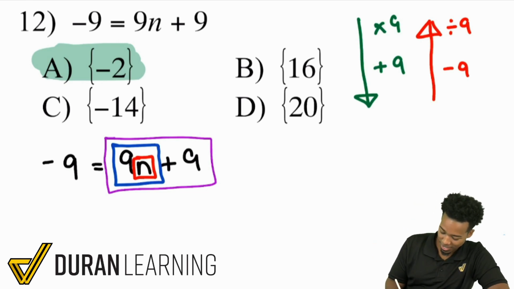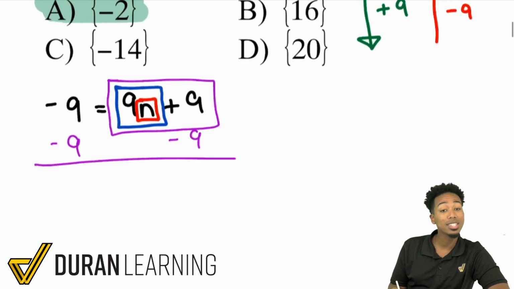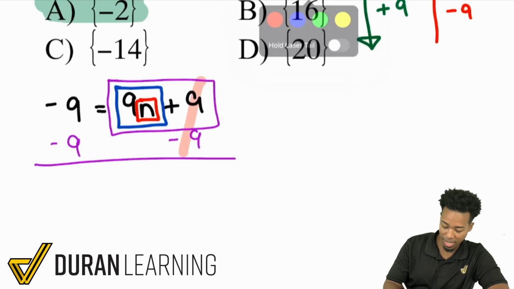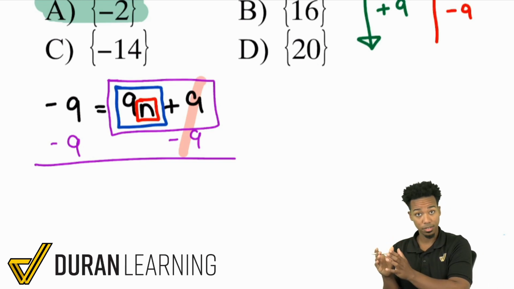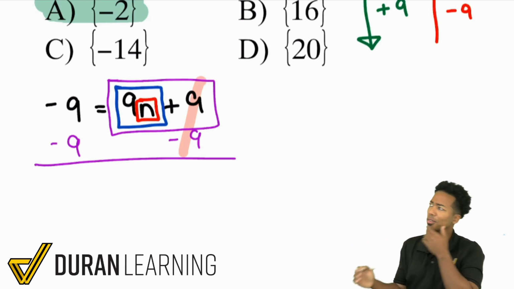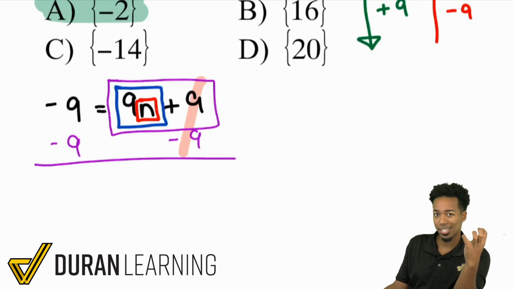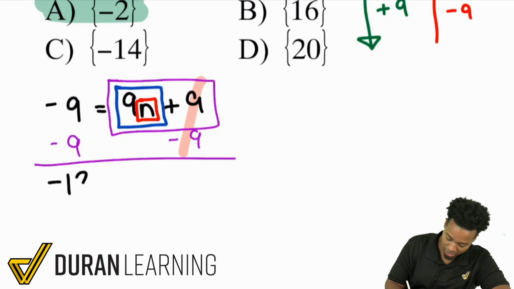So here, the first step I'm going to take is I'm going to go ahead and subtract 9 on both sides. So once I do that, that's going to cancel out here on the right side. And here we have -9 minus 9. So you're already negative, and then you're going more negative. If you're already negative going more negative, that's the same thing as adding those numbers. 9 plus 9 is 18, and keeping it negative. So we have ourselves -18 equals 9n.